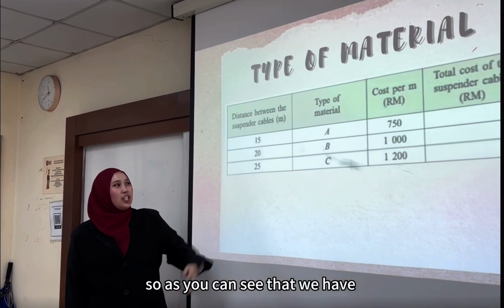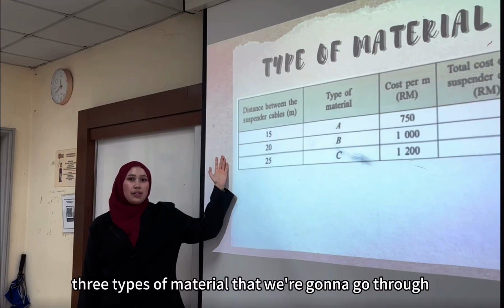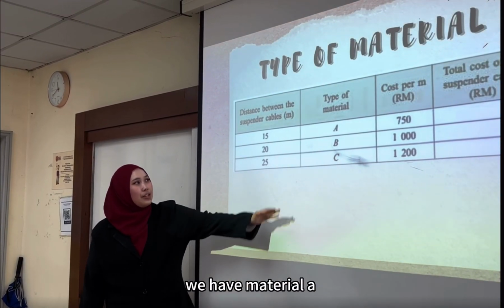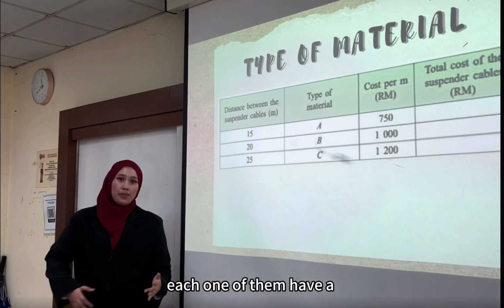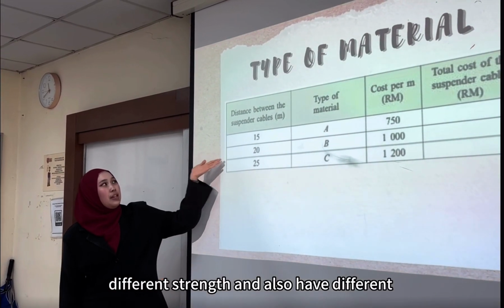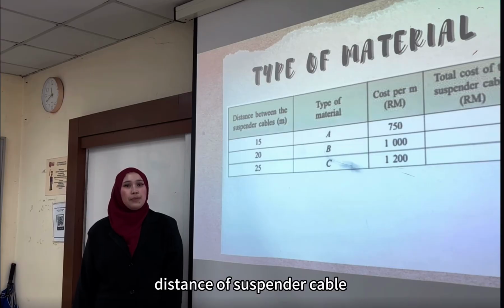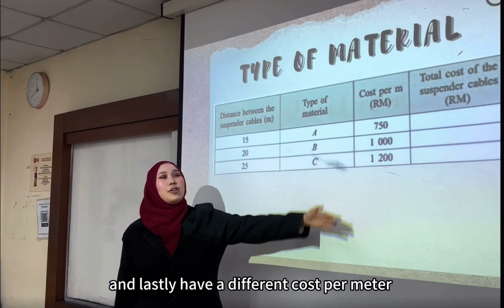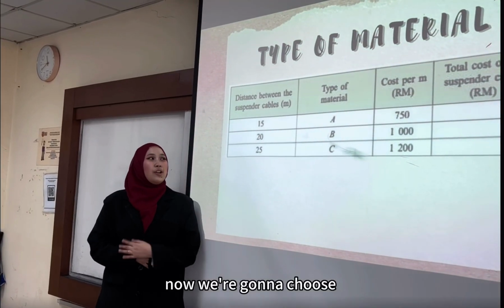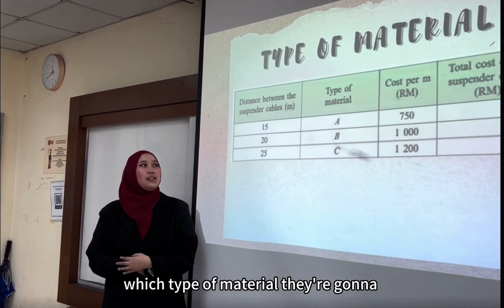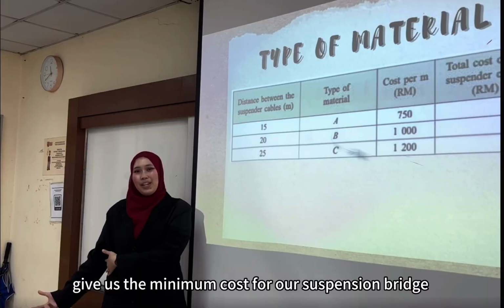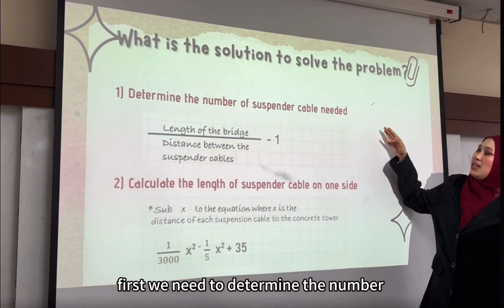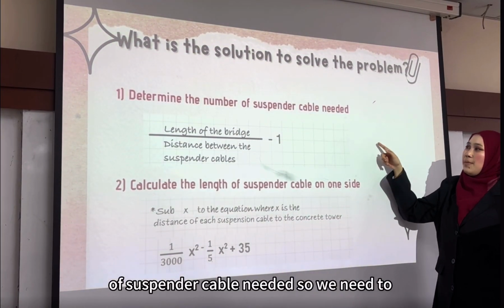So, as you can see, we have 3 types of material that we're going to go through. We have material A, material B, and material C. Each one of them has a different strength, a different distance between suspended cables, and lastly a different cost per meter. Now, we're going to choose which type of material gives us the minimum cost for our suspension bridge.